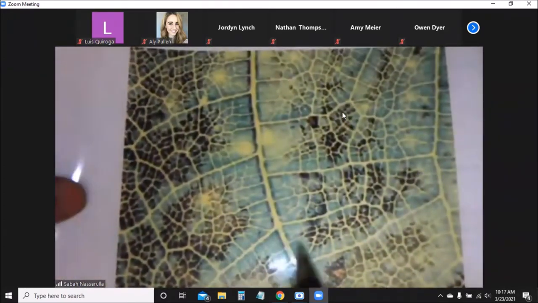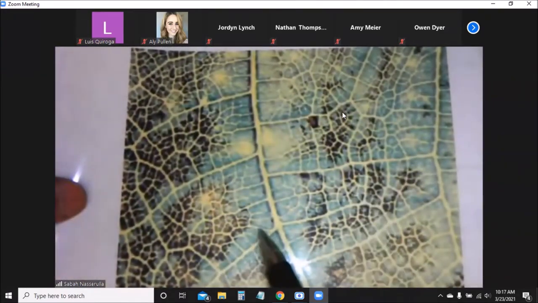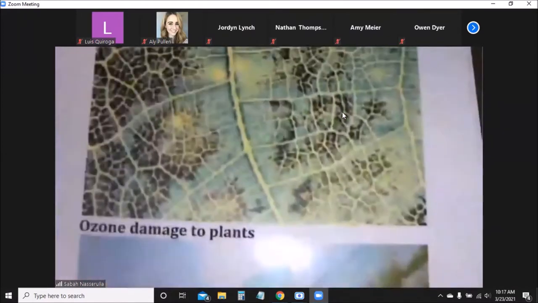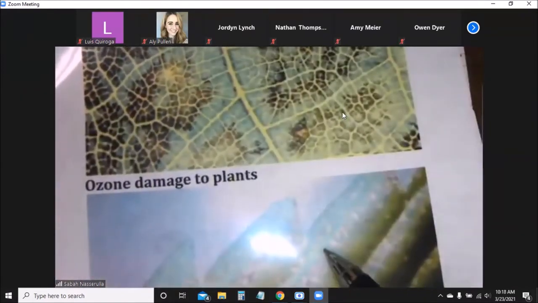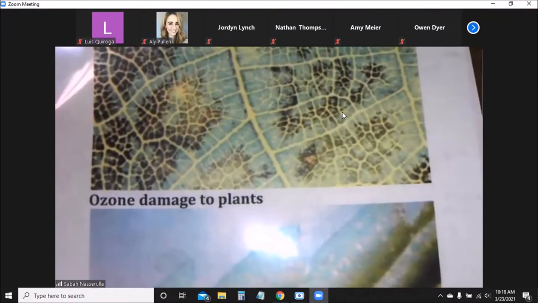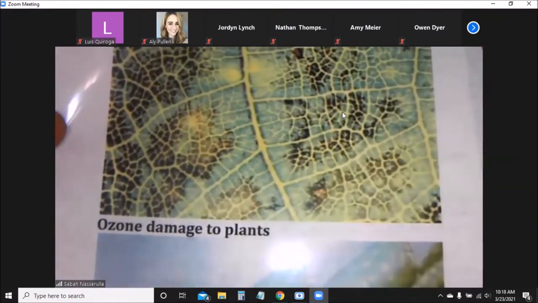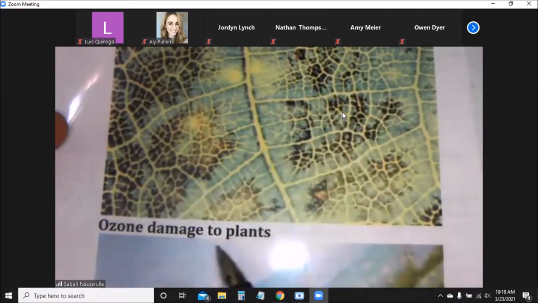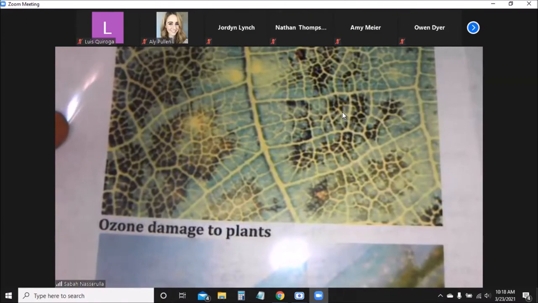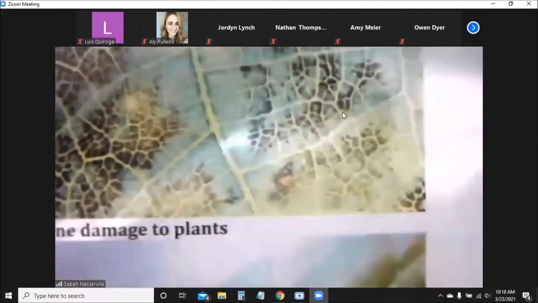This is how it looks, basically the ozone damage to a plant. The leaves show just an example of that, over what you call the ground level ozone. By doing all that, it is definitely going to affect too much the capability of the leaf to do photosynthesis and so on. Just to give you an idea.